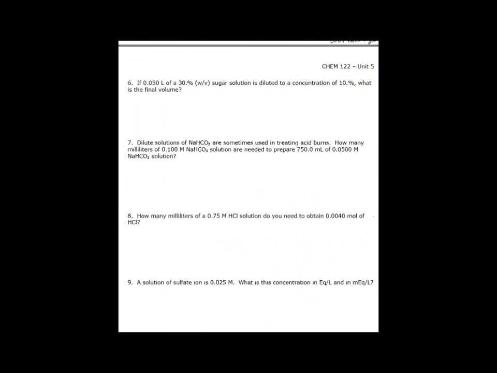Alright, so on the next page, I have some dilution problems and I have some concentration problems. Now remember I said on the exam these are all going to be mixed together. So you have to be on the lookout. Is it a dilution problem or is it a concentration problem? So I want you to hit pause and work through problems 6 through 10.